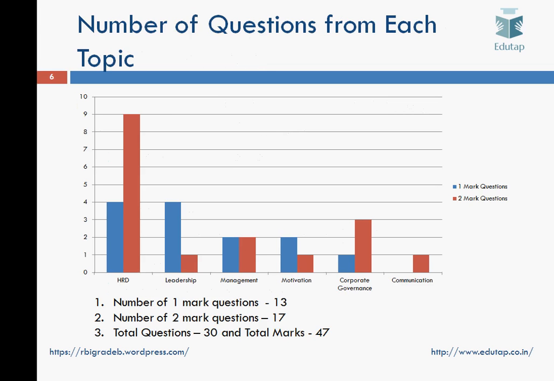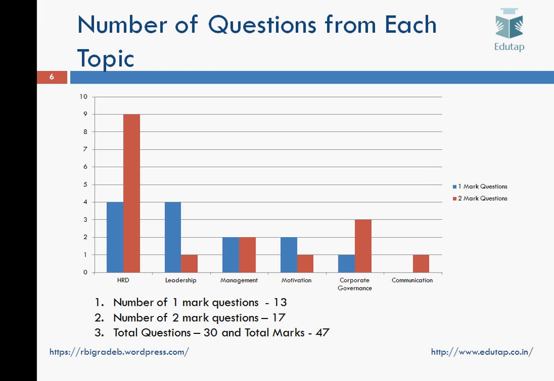The management section consisted of both 1 mark and 2 mark questions. In total, there were 30 questions. 17 questions were of 2 marks each and 13 questions were of 1 mark each, and hence 47 marks worth of paper came from the management section.